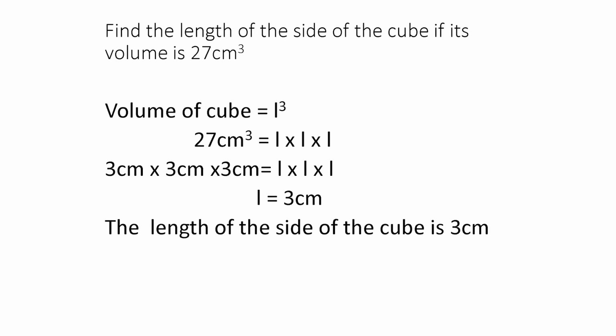Substitute the given value for volume, which is 27 centimeter cube, equal to length multiplied by length multiplied by length. And we all know that cube root of 27 is 3, or we can express 27 as 3 centimeter multiplied by 3 centimeter multiplied by 3 centimeter. Therefore, we get L, that is length of cube, is equal to 3 centimeter. Hence, the length of each side of cube is equal to 3 centimeter.